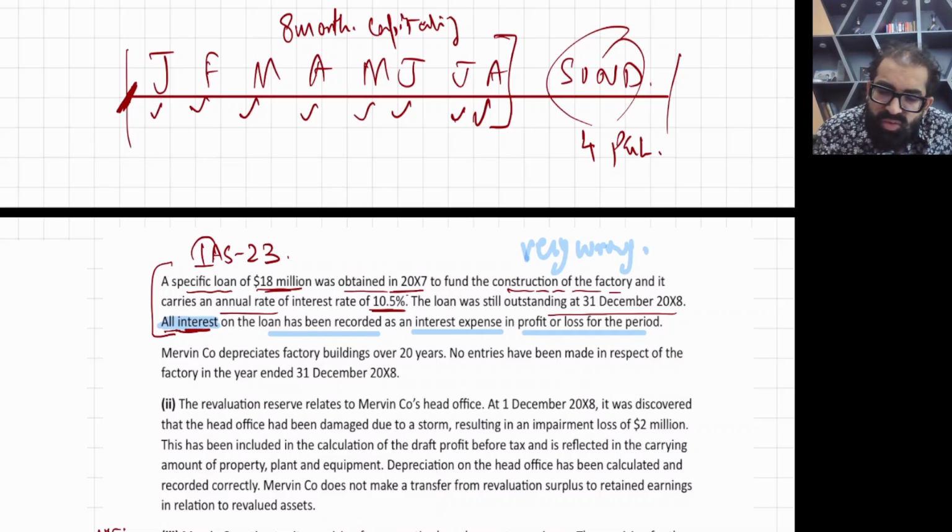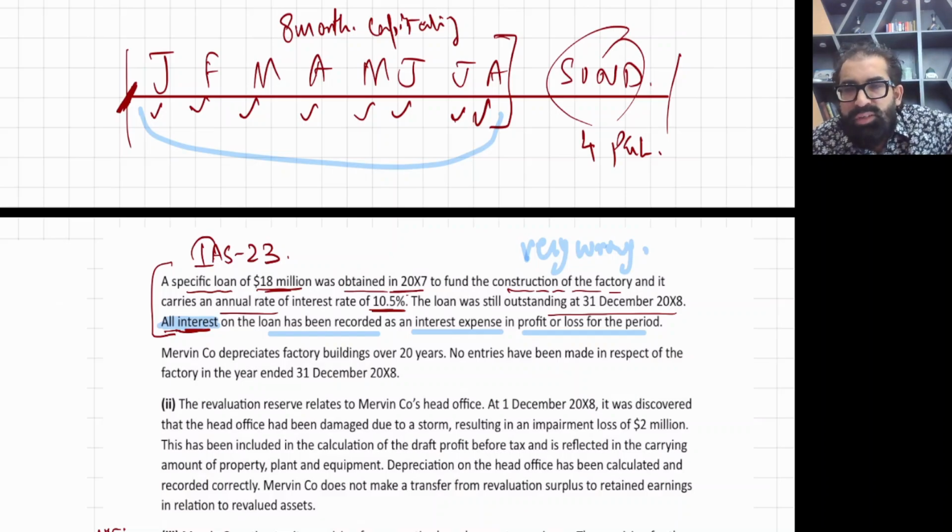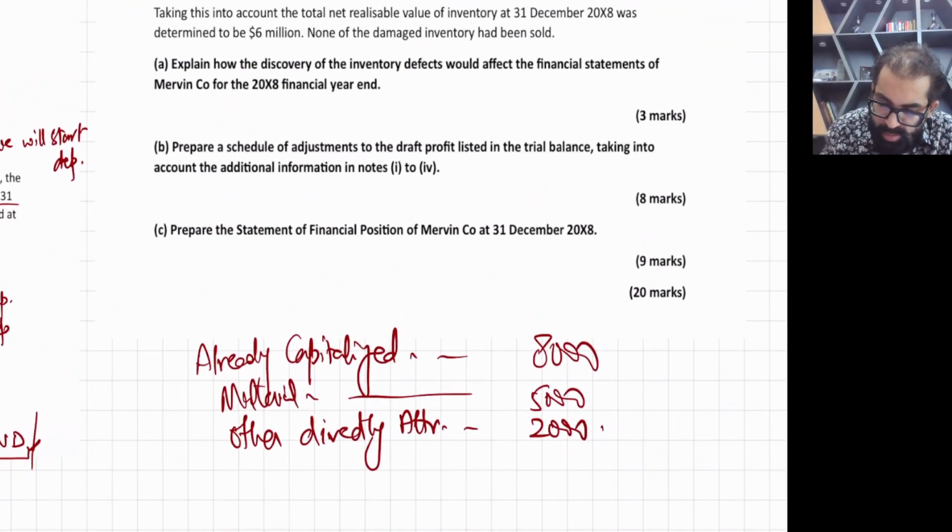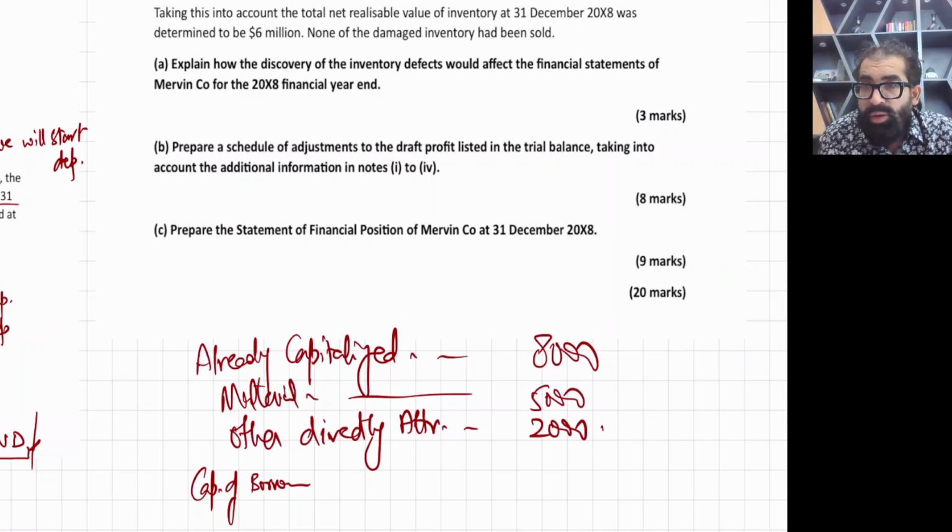So that means we need to do the correction for these 8 months. These 8 months should be capitalized. Capitalized means should be part of PPE. Let me do it for you. How much is the loan? 18 million is the loan. So how will we be doing it? Capitalization of borrowing cost. I'm just doing rough here. Fair working I'll do on the Excel.